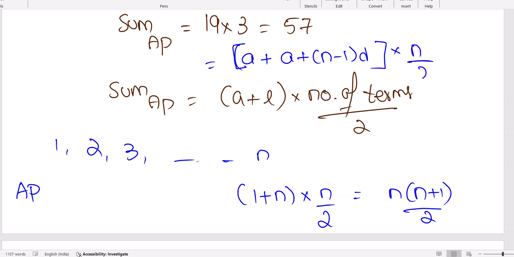Number of terms I am taking as n. If you shuffle this, you get n by 2 into 2a plus n minus 1 into d. This is the formula you people know from your childhood. Regarding sum of terms in AP, first you will get this formula into your mind. But this is how the formula is developed.